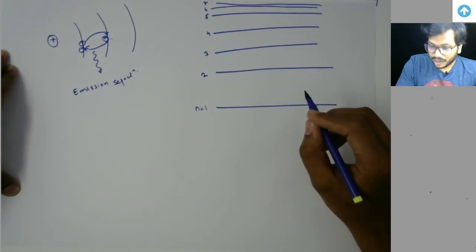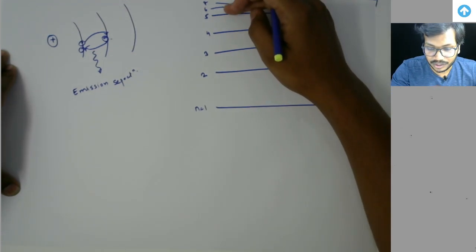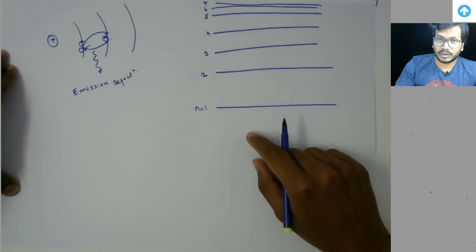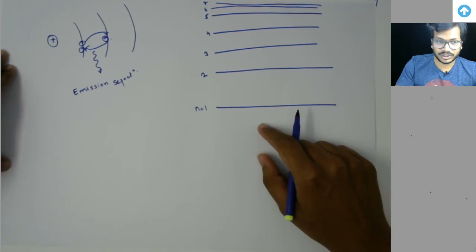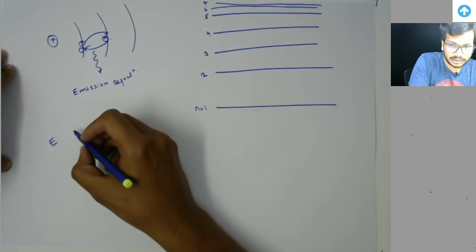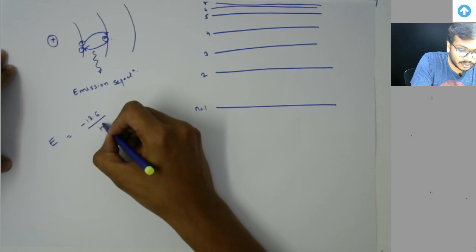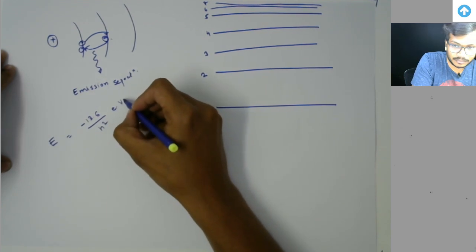One thing I want you to notice is I progressively reduce the distance between the energy levels, and this is another finding of Bohr's theory, that energy of any orbital is given by minus 13.6 by n square electron volt.